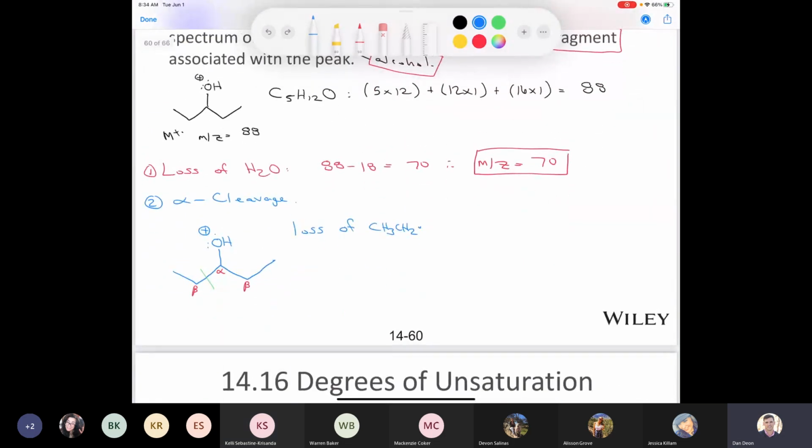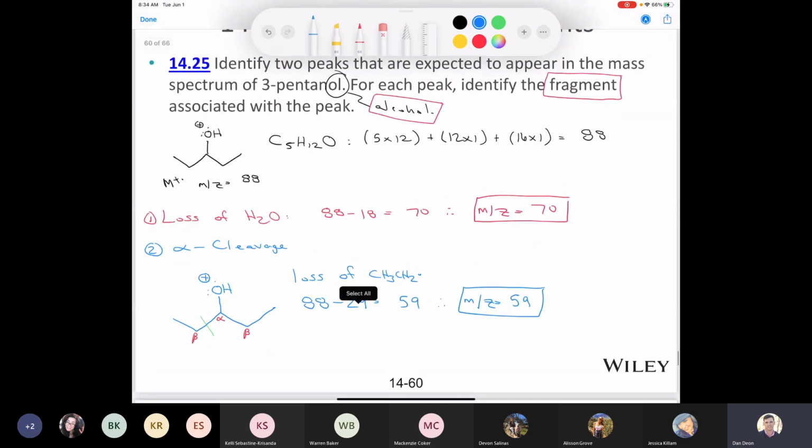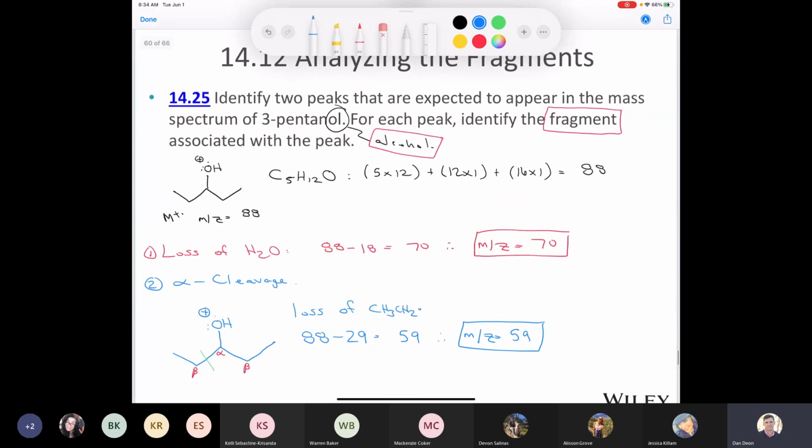So now we've got 88, subtract 29. If you're going to go to medical school, you should be able to do 88 subtract 29, and that's going to give you 59. So therefore, we should see another fragment at a mass over charge of 59. These would be the two fragments that we would expect to see for 3-pentanol. What do you think? Not too bad.